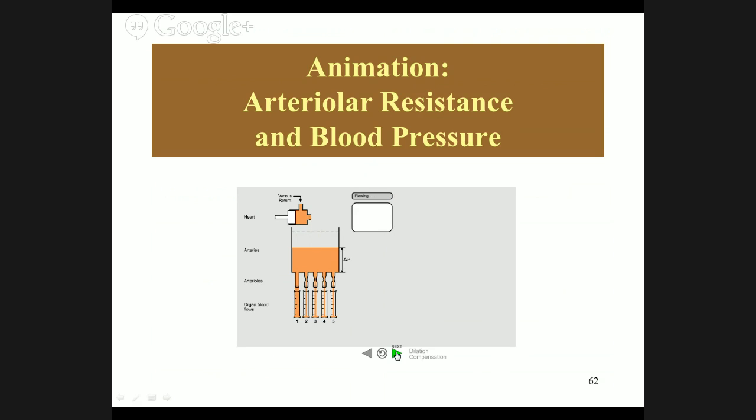I think we just saw this one. It's called dilation compensation.